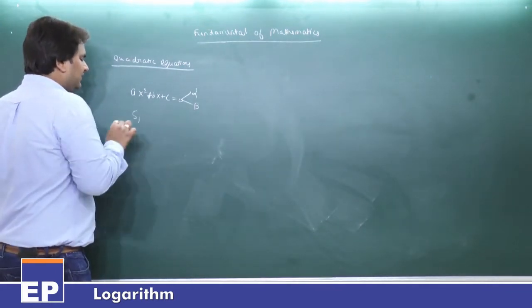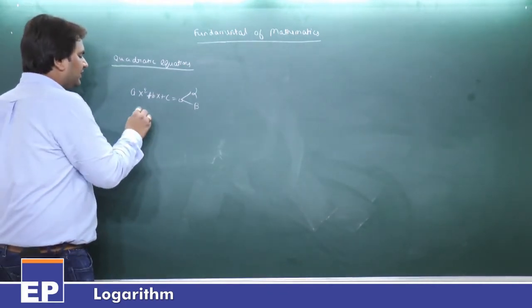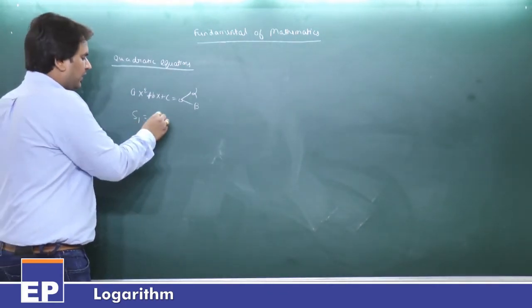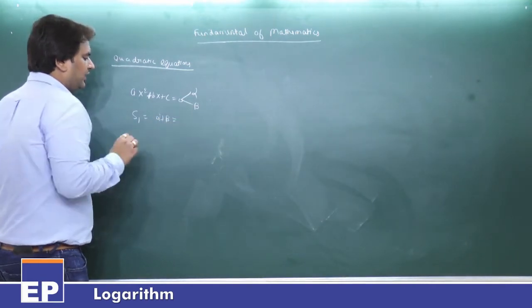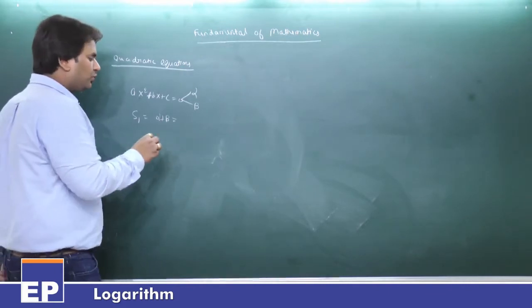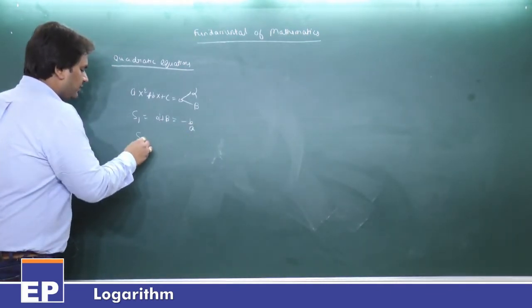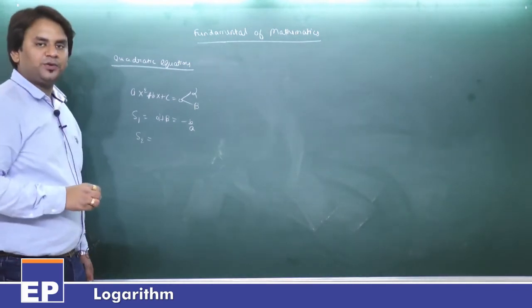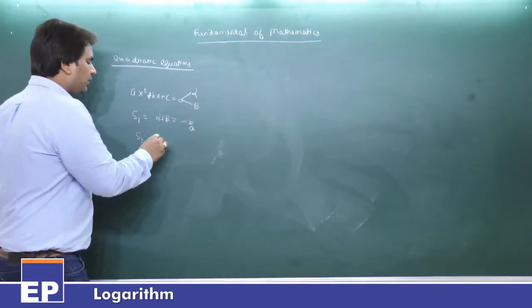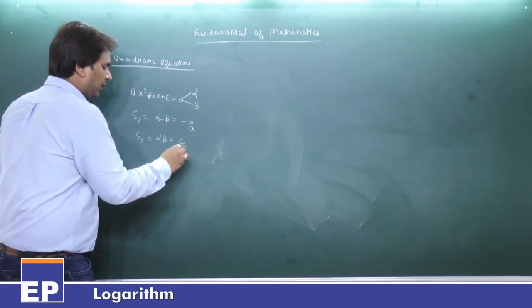So the first thing that we have to remember is S1. S1 is the sum of the roots, alpha plus beta, that you have studied in class 10th. Alpha plus beta comes out to be minus b by a. What is S2? S2 is the product of the roots, alpha into beta, that comes out to be c by a.